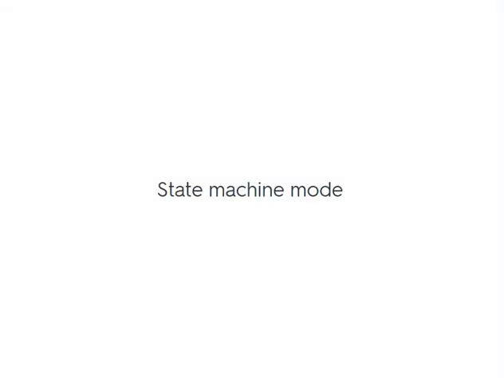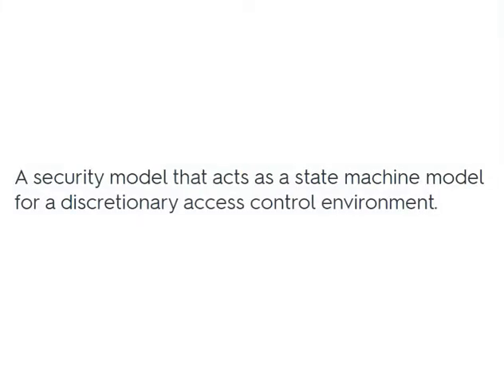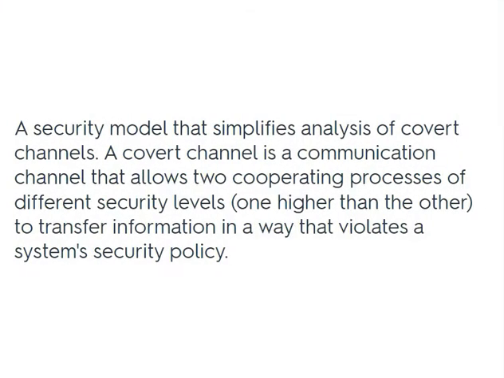State machine model. A security model that acts as a state machine model for a discretionary access control environment. Access matrix model. A security model that simplifies analysis of covert channels. A covert channel is a communication channel that allows 2 cooperating processes of different security levels to transfer information in a way that violates a system's security policy.